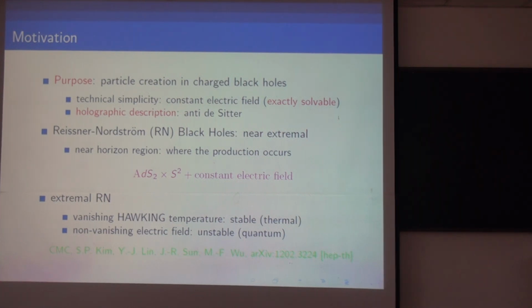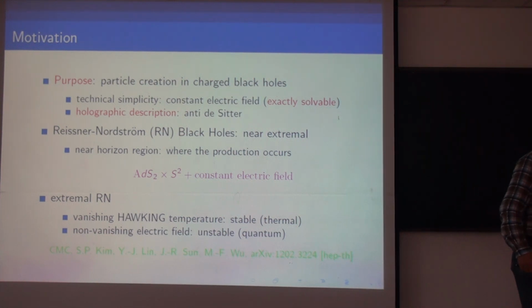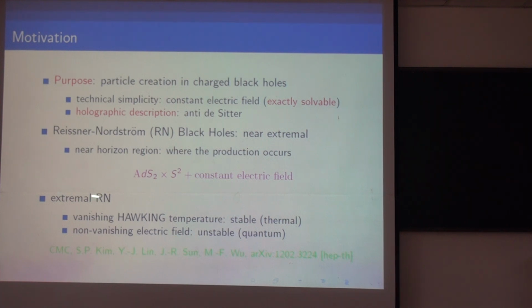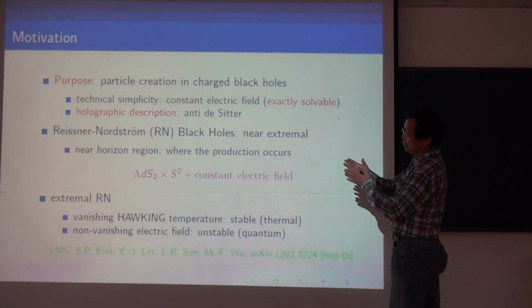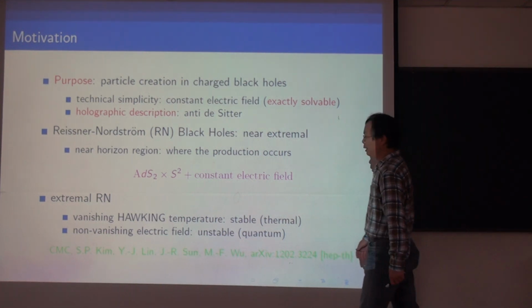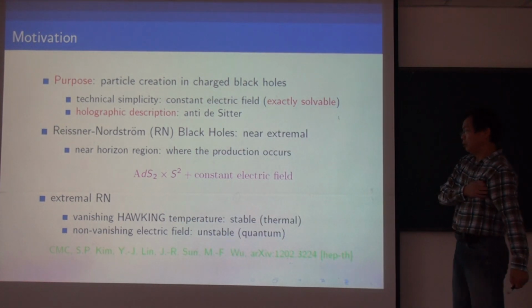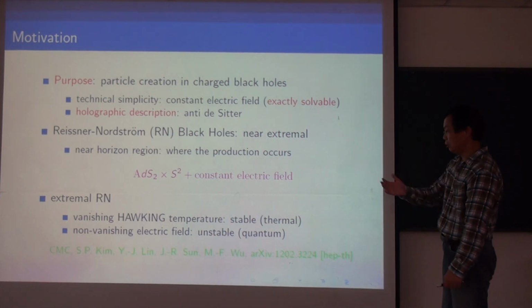pair production, and then try to understand this pair production on the quantum field theory side, the conformal field theory side. Okay, and here are some remarks. We start from the extreme case. For the extreme black hole, the outer horizon and inner horizon are degenerate, and in this case the Hawking temperature is equal to 0. So from the thermodynamical point of view this is stable, because there is no thermal radiation.